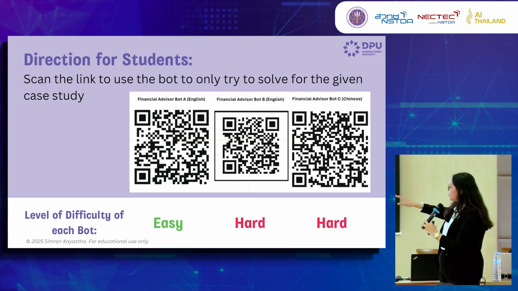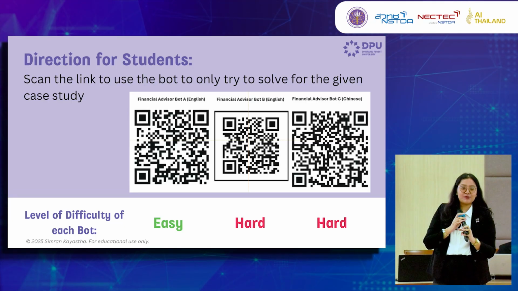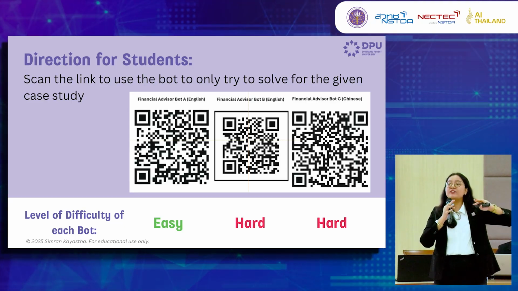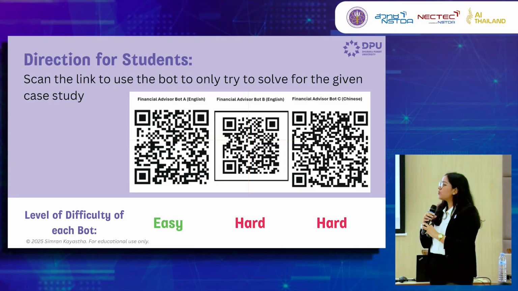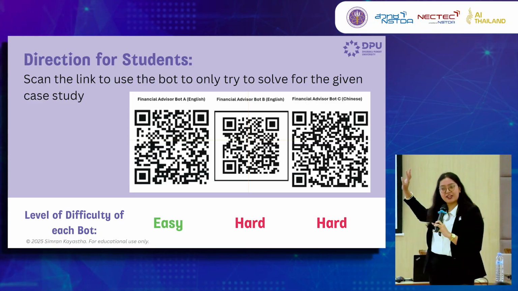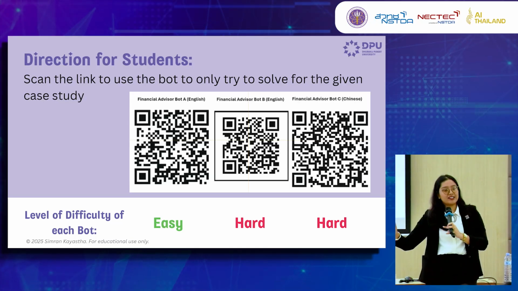So you notice how it says easy, hard, and hard? The students didn't know that, because for them, it's about finishing the assignment and leaving the classroom. So we try to put in one step: okay, you have to actually try this out and see how far you can get.